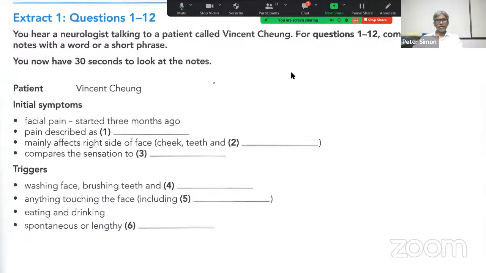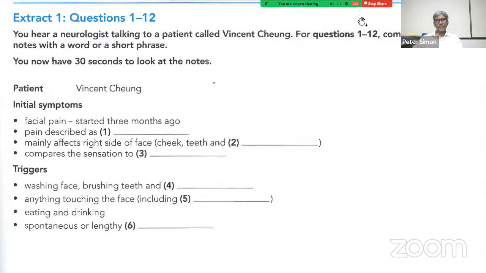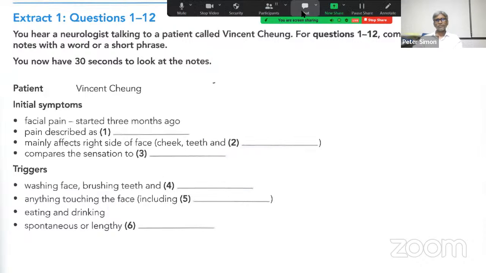Hafsa, again you are writing mild. Again a capital letter you have written. Small letter please. Small letters. Yeah. Write down all the words which you think pain can be described as. All the letters you can write.